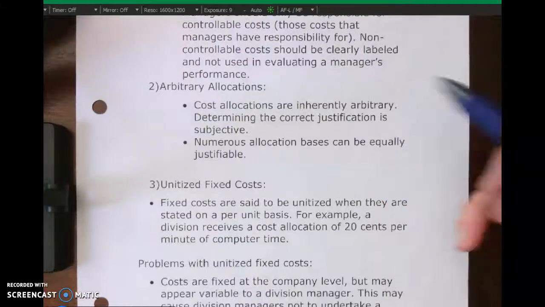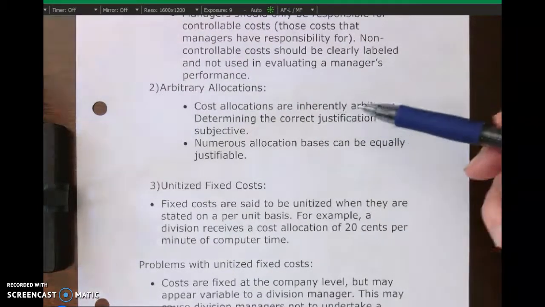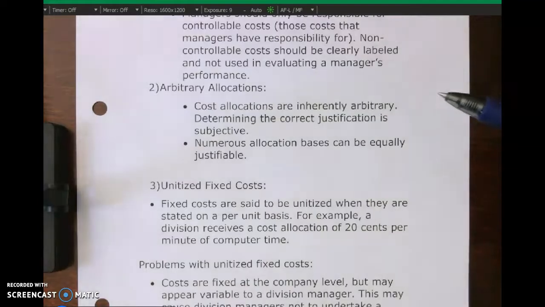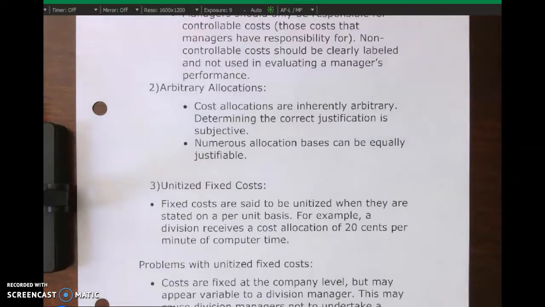We also have another problem, where we could have some arbitrary allocations. If we think back to that Taylor-Bath problem that we talked about in the other lecture video, where we were talking about the direct method, we could either use square footage or direct labor hours to allocate out the maintenance cost. And what we were saying is that we had two different allocation bases.